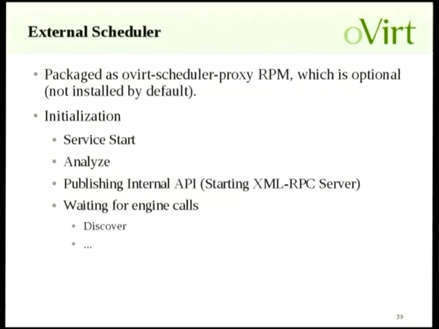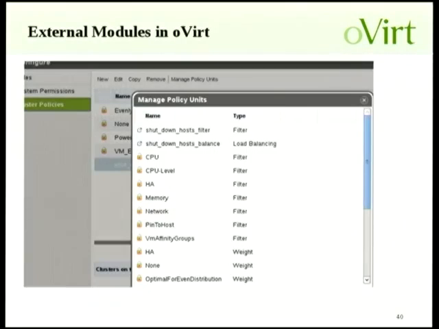It's a separate RPM. You need to manually install it. How it works, basically, it's initialized. It runs, it reads from a local directory all the filters, weights, and balancing logic that you wrote. Then it's publishing an internal API. The engine, the server, reads it, and then it waits for calls from the engine for filtering, weighing, and balancing. This is how it looks when it's loaded, the filter and load balancing here.